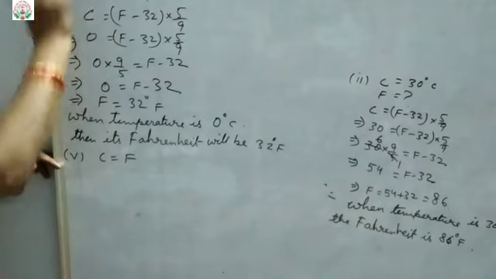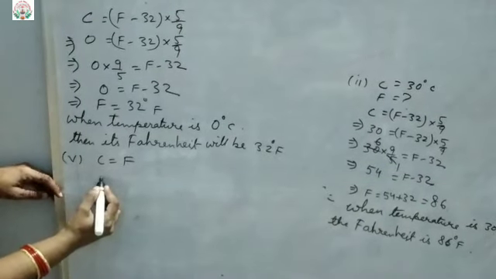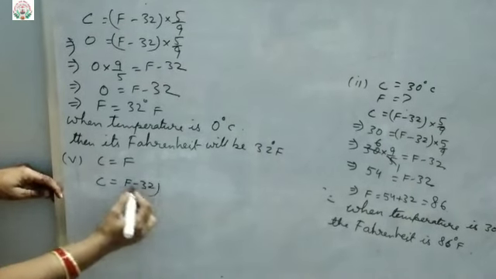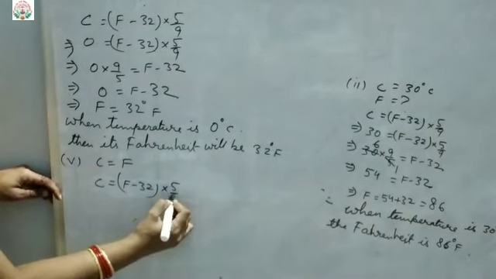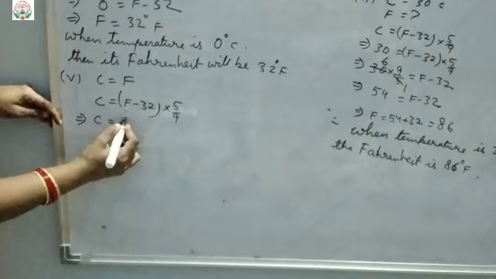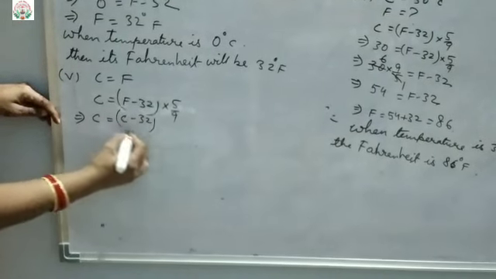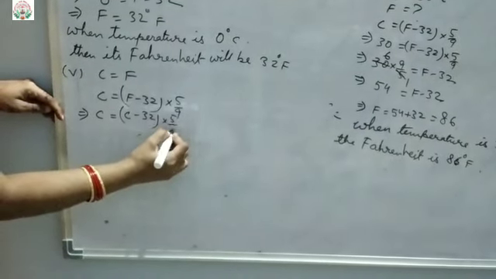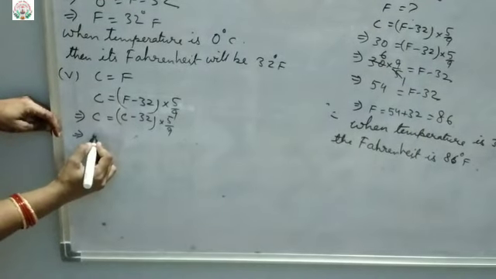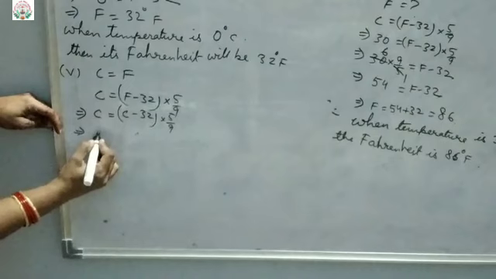We will check in this equation. So what is the equation given? C equals to F minus 32 into 5 upon 9. This is the equation. Wherever F is there, you put C. So what you will get? C equals to C minus 32 into 5 upon 9. Now implies what? Cross multiply.